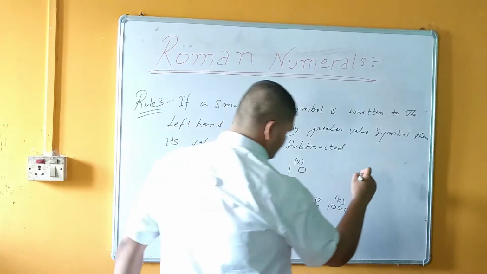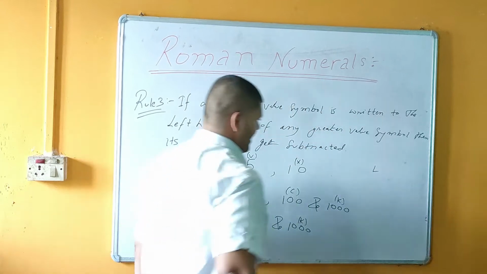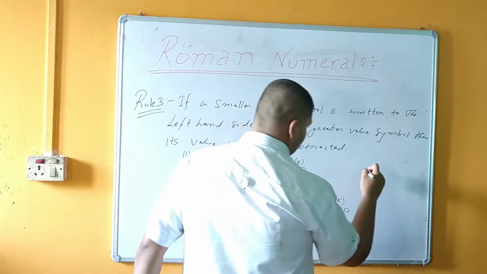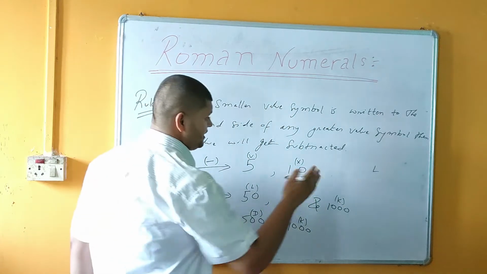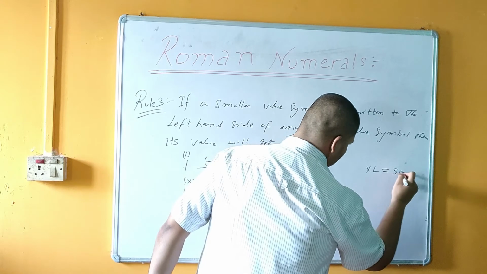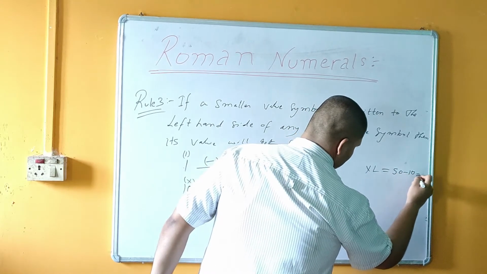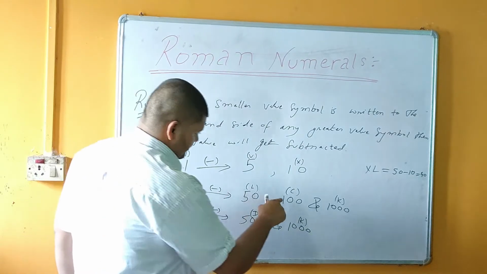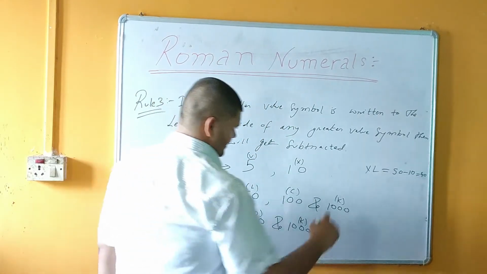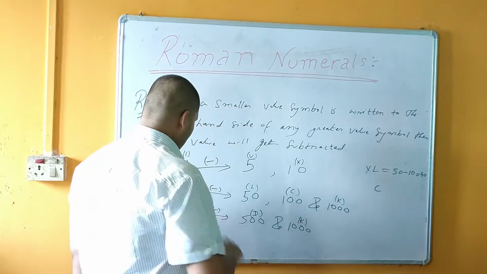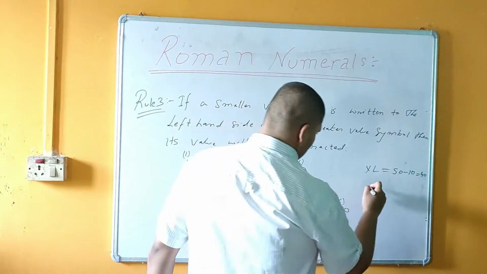Let us see. First of all, we will write 50. And we want to subtract 10. That means this 10 will be written on the left hand side. So it is nothing but 50 minus 10. It is 40. This 10 can be subtracted from 100. That means first of all you write 100, C, and you want to subtract 10. So XC.